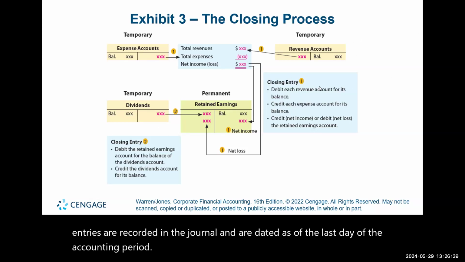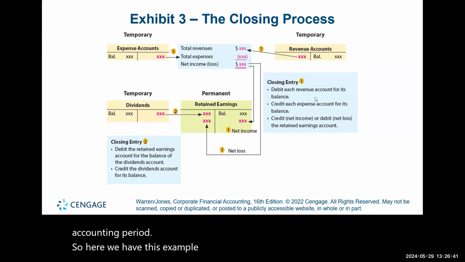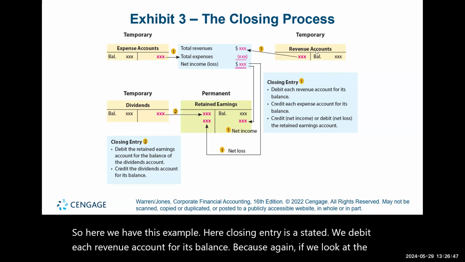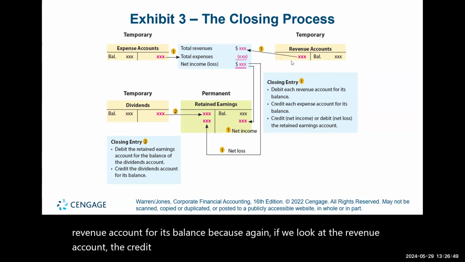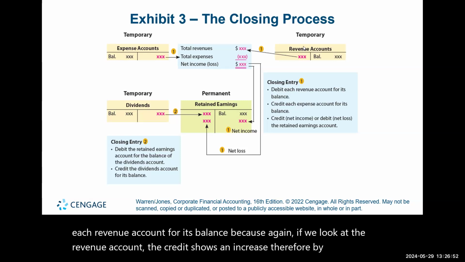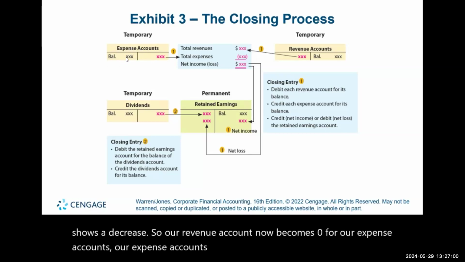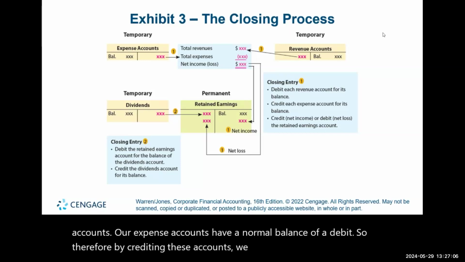So here we have this example. The closing entry states we debit each revenue account for its balance, because again, if we look at the revenue account, the credit shows an increase. Therefore, by debiting it, it shows a decrease. So our revenue account now becomes zero. Our expense accounts have a normal balance of a debit. Therefore, by crediting these accounts, we are zeroing them out. So this is the first step.